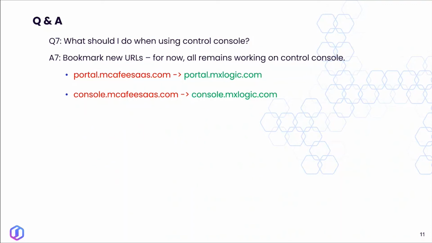What should I do when I'm using the control console? So control console is the legacy environment, even prior to the cloud EPO. The good thing here is at this stage, you only need to replace the URLs you used to use. So portal.mcafeesaas.com will be replaced at the moment by portal.mxlogic.com and console.mcafeesaas.com by console.mxlogic.com. These domains are not impacted by any legal activities. We're going through replacing all McAfee into the cloud EPO environment. So these are still under our ownership and we can maintain them so that we reduce impacts to the control console here.